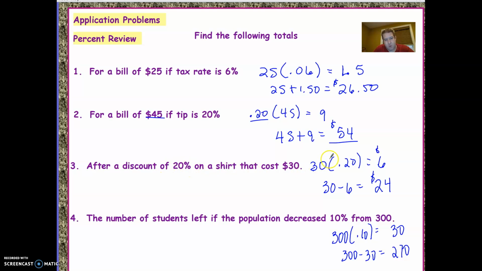And then after a discount of 20% on a shirt that costs $30, that means you're going to give $6 discount, so you take that away because it's subtracted, it's a discount, and it gives you $24 for the shirt. The number of students, the population is decreasing by 10%, so 10% of 300 is 30. Decreased by 30, you get 270.